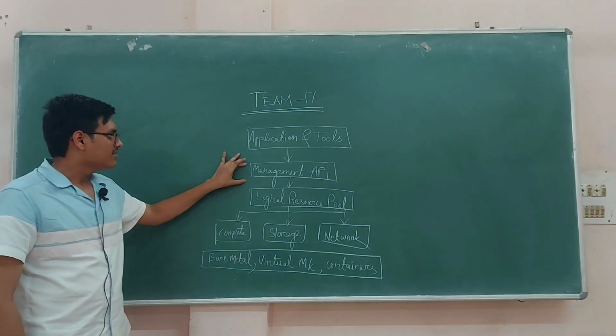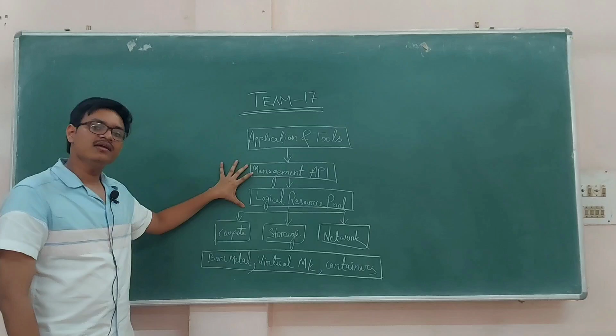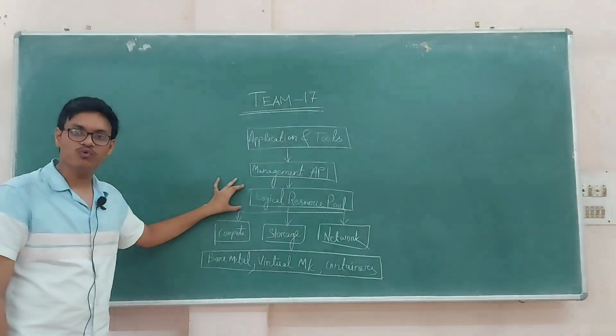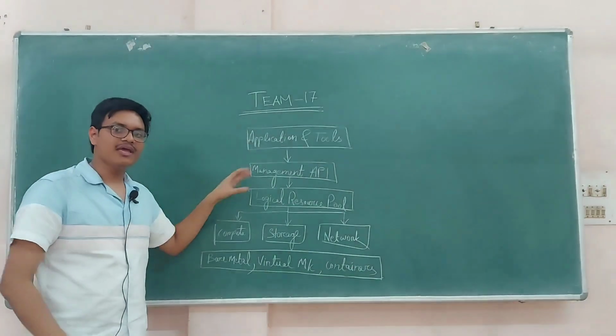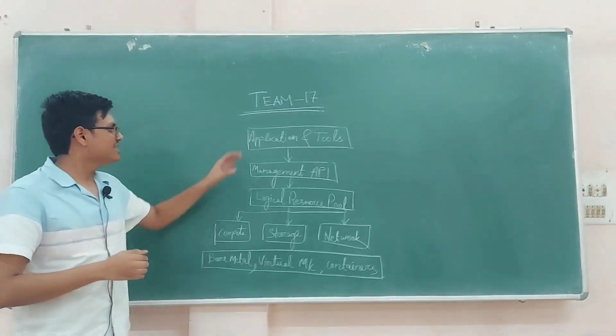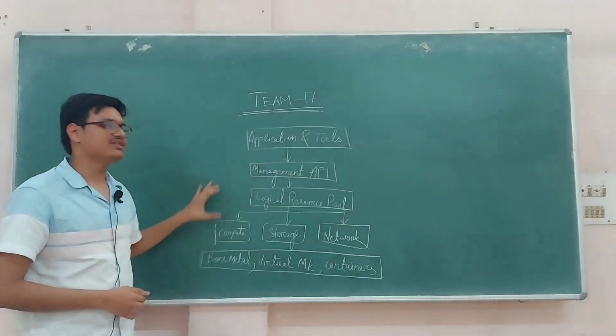Then second is the middle layer. This layer consists of two components. First is the management API and the second is the logical resource pool. The management API is the application programming interface through which these applications talk with the cloud.